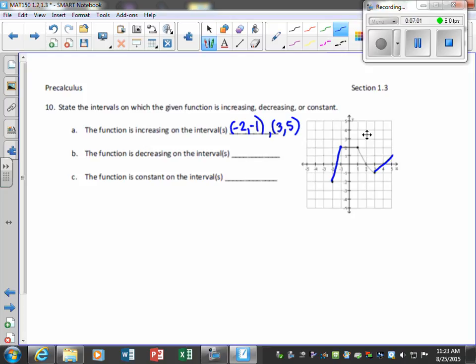Okay, good. The function is decreasing, so now we want to know when we move left to right, when is it going down? So I come here and I can see when I move across my page, left to right, it's going down. So I want to describe that using the x values. It's going to be the interval, looks like 1 to 3. And constant. It is constant on -1 to +1.